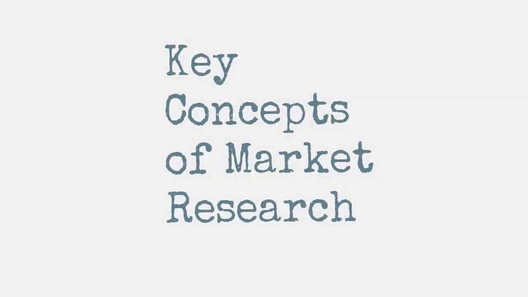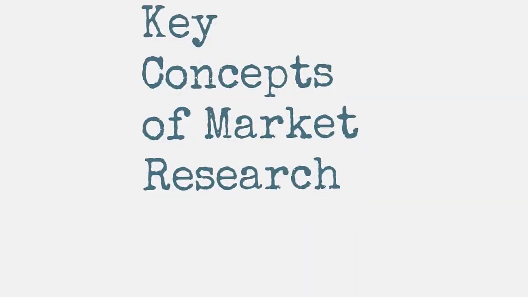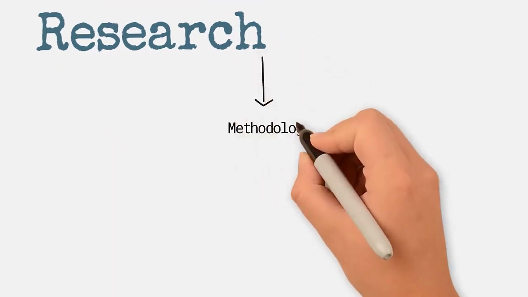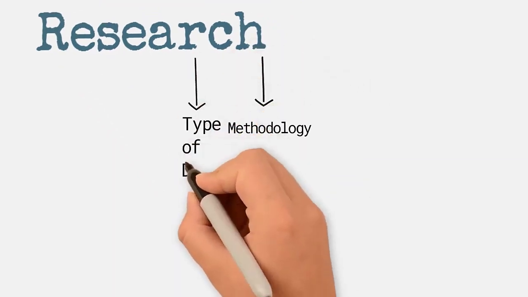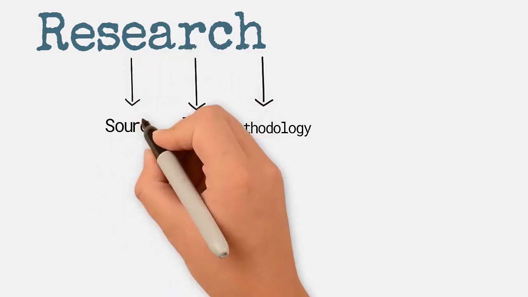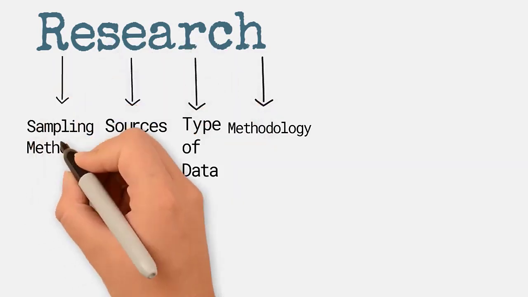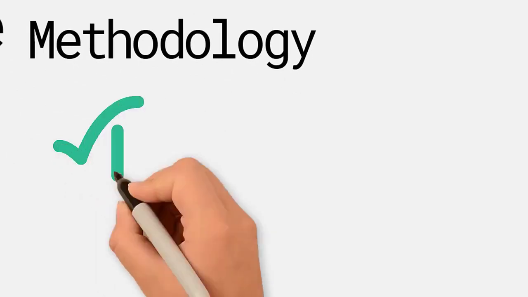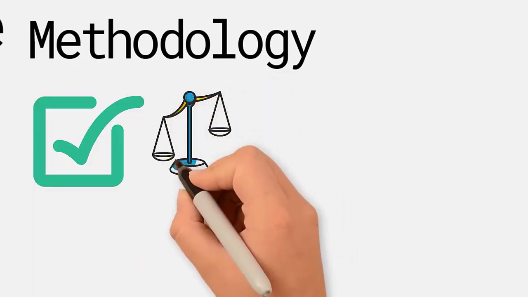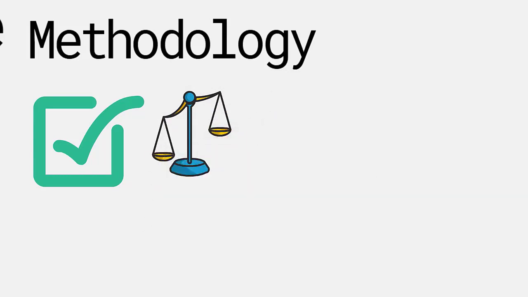Research is a vast discipline that varies depending on sub-disciplines. Four concepts remain common: methodology, the type of data, sources, and sampling methods. These, of course, are also required in market research. Methodology in research is the process to follow in order for you to conduct research that is accurate and valuable.